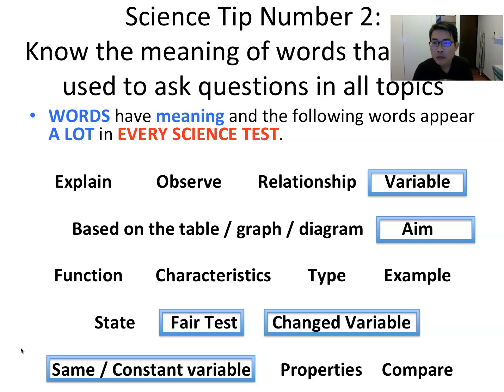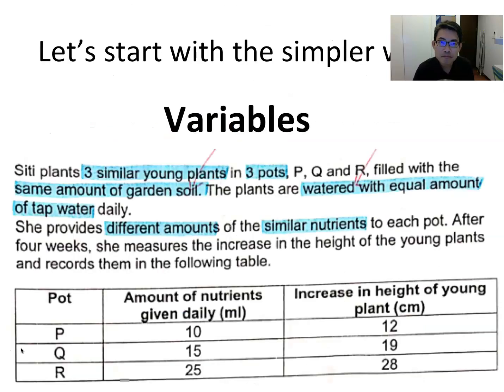Now, later on when looking at questions, I will ask you to pause the video first, or your teacher, if using this video, please pause the video. Let the students try the questions on their piece of paper before proceeding to look at the explanation. Now let's start with the simpler words, variables.